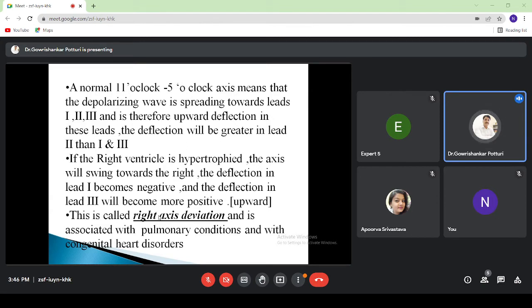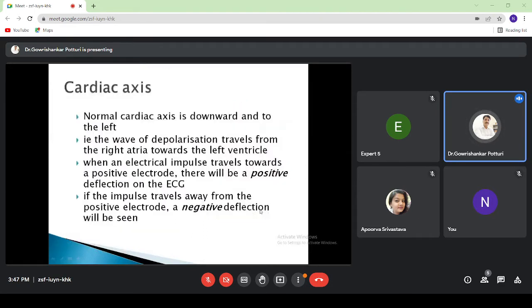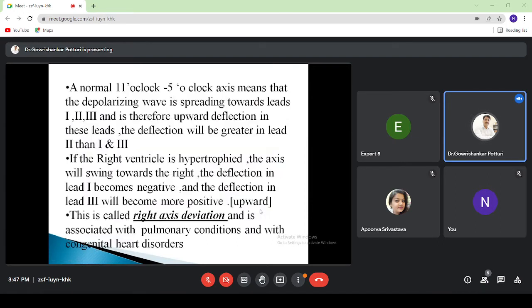Here you have to understand, doctors, upward deflection means R wave. The R wave is dominant when compared to the S wave in leads 1, 2 and 3. And the deflection will be greater in lead 2 than in 1 and 3. In lead 2, it will be more predominant because the wave comes exactly towards lead 2. That's why the deflection will be more in lead 2 when compared to 1 and 3. So here the R wave is dominant.